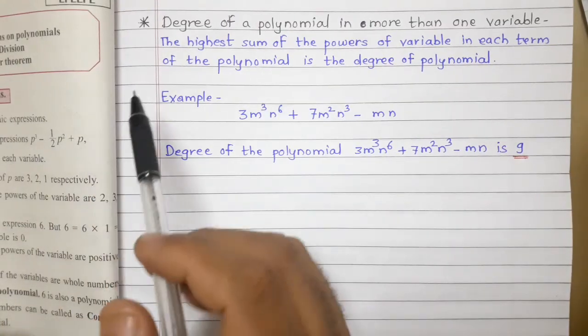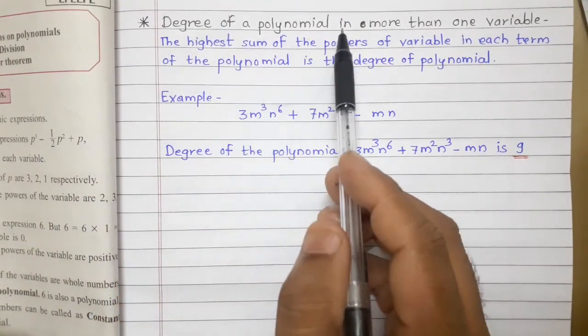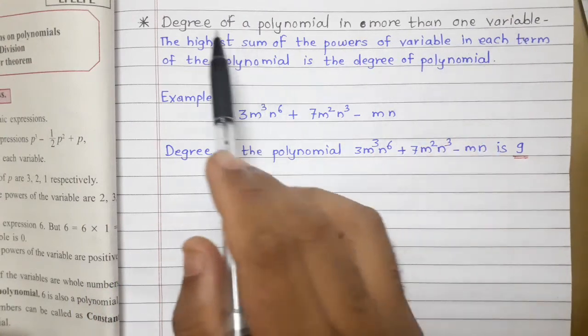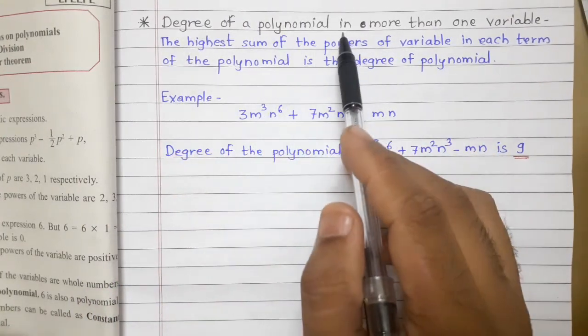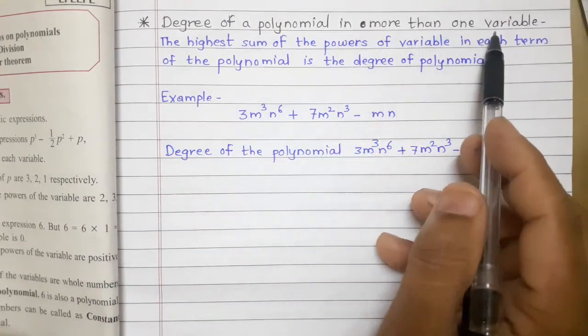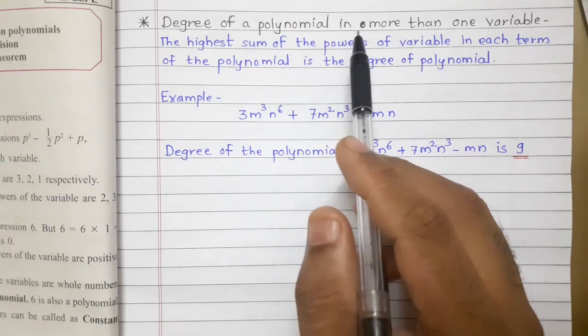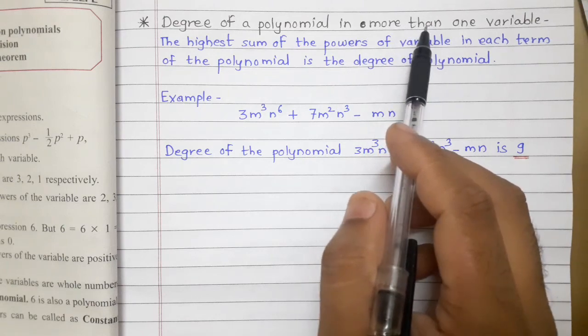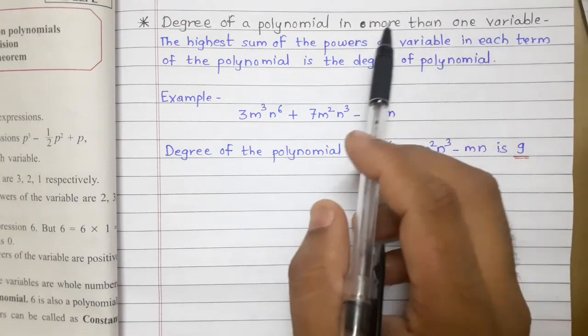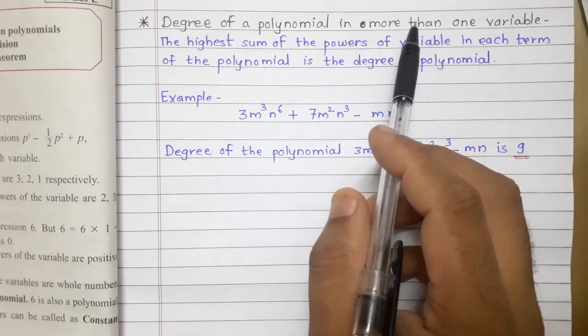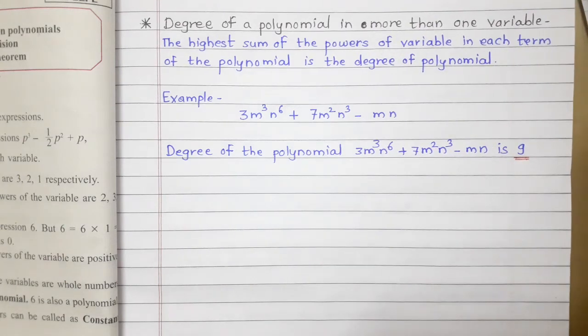Now we will see the degree of a polynomial in more than one variable. Here we have a polynomial, and in that polynomial there are more than one variables. Maybe 2 variables, maybe 3 variables.